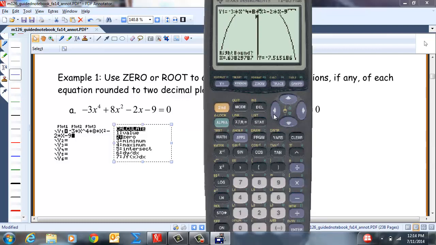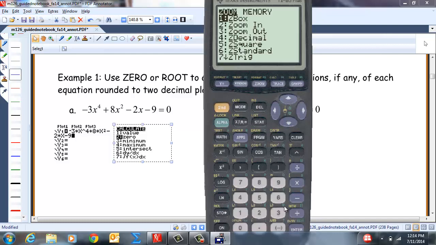So basically, it's at negative 9. I scroll to the right. It seems to be getting closer to 0, but then it starts getting further away. So if I hit enter here and then enter again, it says no sign change. So basically that means it doesn't cross the x-axis, right? So let's quit out of here.